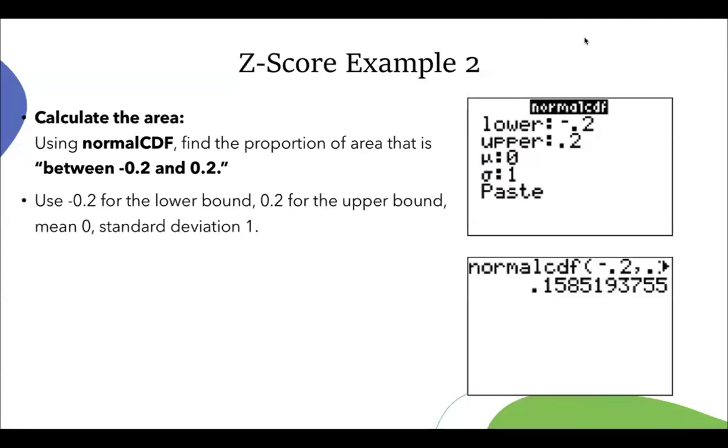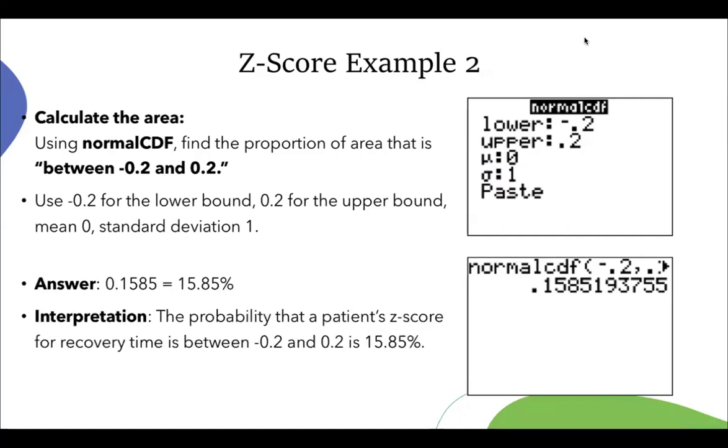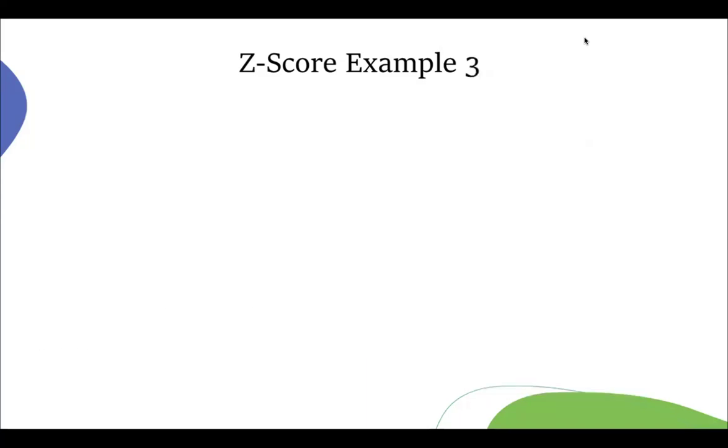Okay, so here we are on the slideshow. If you want to review, you have access to these slides. And let's interpret this. The probability that a patient's z-score for recovery time is between negative 0.2 and positive 0.2 is 15.85%. Okay. I have one more example for z-scores, just to make sure you get the hang of this.